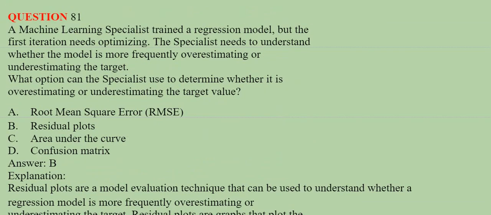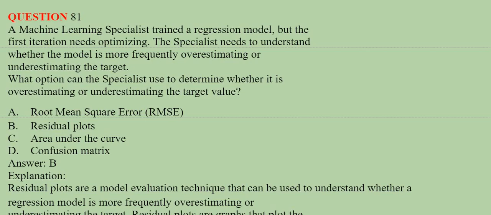Question: A machine learning specialist trained a regression model, but the first iteration needs optimizing. The specialist needs to understand whether the model is more frequently overestimating or underestimating the target. What option can the specialist use to determine whether it is overestimating or underestimating the target value?